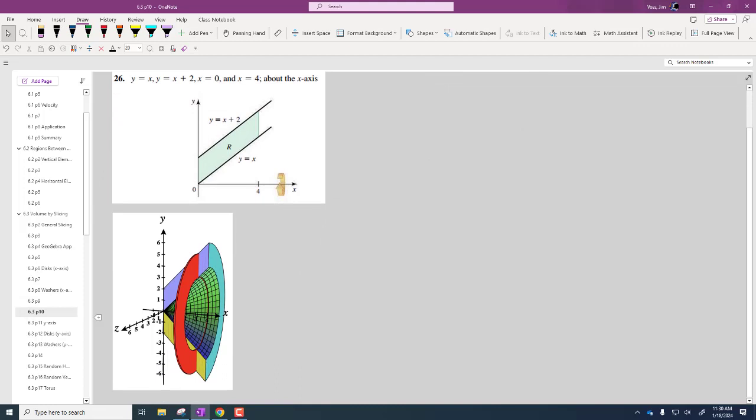All right, you all try this one. So we've got this region in quadrant 1, this parallelogram looking thing. And we're going to rotate it around the x-axis, and it's going to create this solid object here. Find the volume.